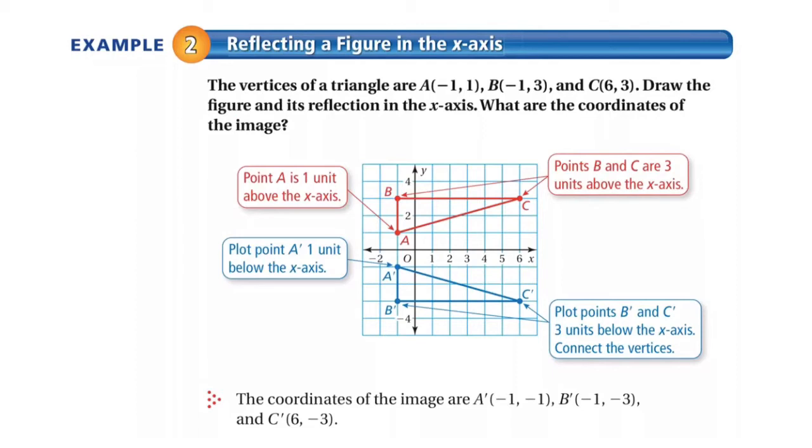Another way to do this is, A was one space away from the x-axis, so its reflection will also be one space away, but on the other side of the x-axis. Same with B, and same with C. C was 3 spaces above the x-axis, and now it's 3 spaces below the x-axis. Once you put in A prime, B prime, and C prime, just draw in your new triangle. When you look at them, they should look like mirror images of each other. And remember, they are congruent.